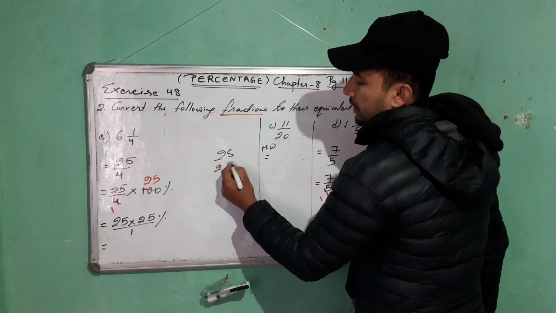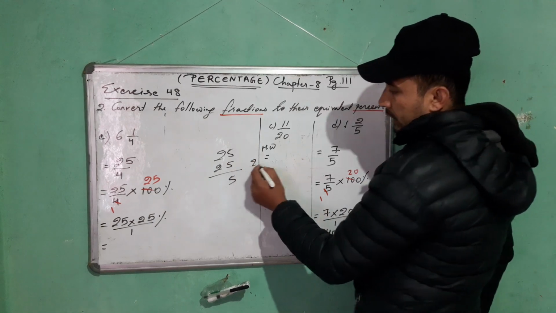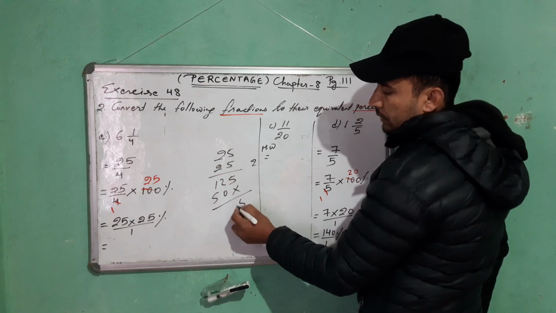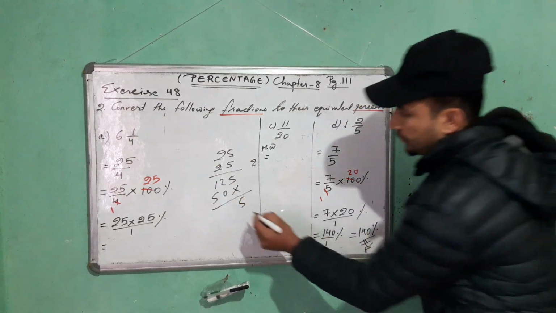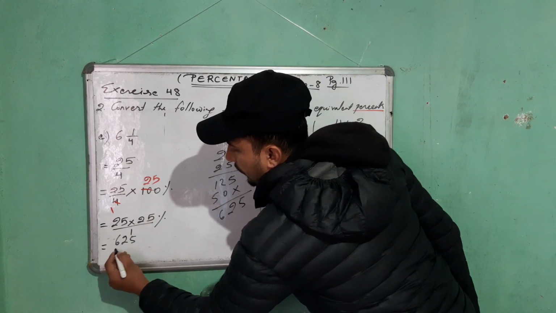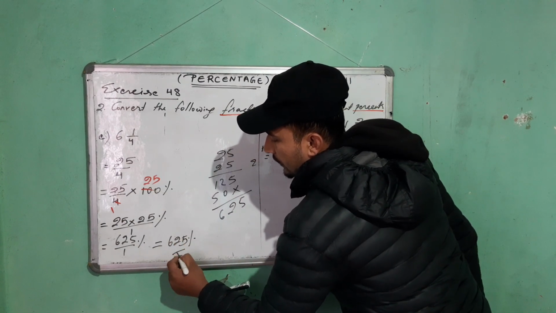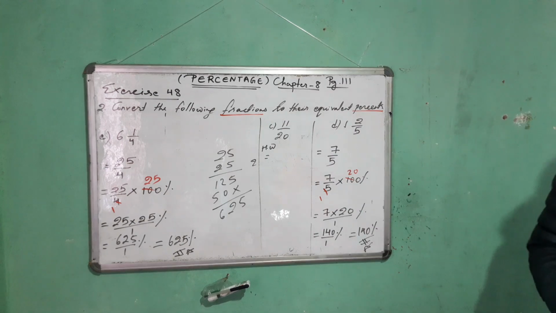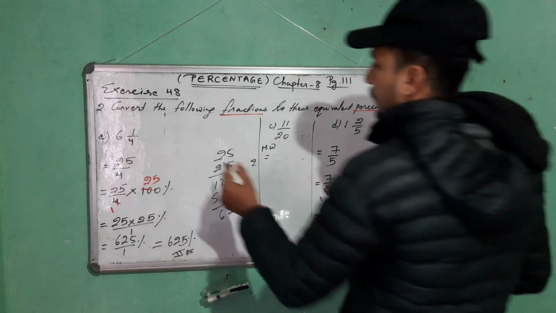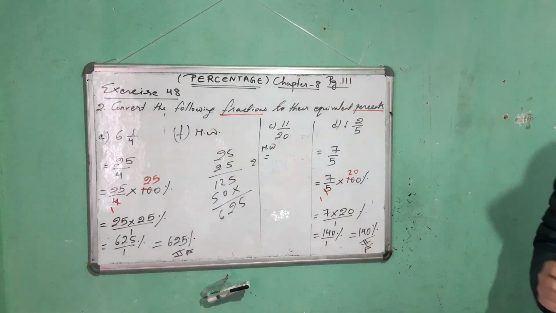25 into 25: 5 5s are 25, 5 2s are 10, 2 is carried over, 5 2s are 10 plus 2 is 12, 2 5s are 10, 2 2s are 4 plus 1, 5, so 625. 625 upon 1%. So it will be 625%. And this is your answer. Okay. This is how you have to solve. Next, number F is your home task. Try it on your own.